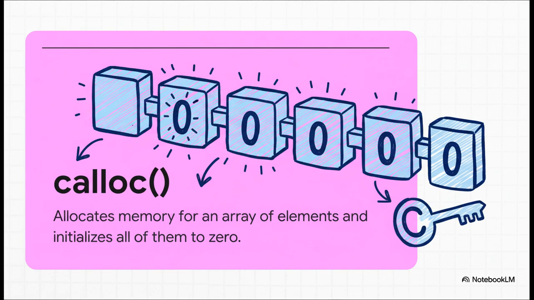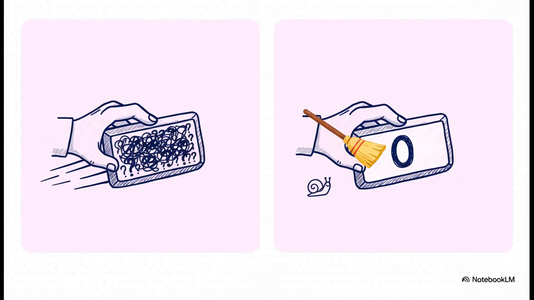It's a lot like malloc, but with a couple of really key differences. For one, it's designed specifically for arrays, so you tell it how many items you want and the size of each item. But most importantly, calloc cleans out the storage unit for you. It sets every single byte to 0 before it hands you the key. Pretty neat, right? So, which one should you use?